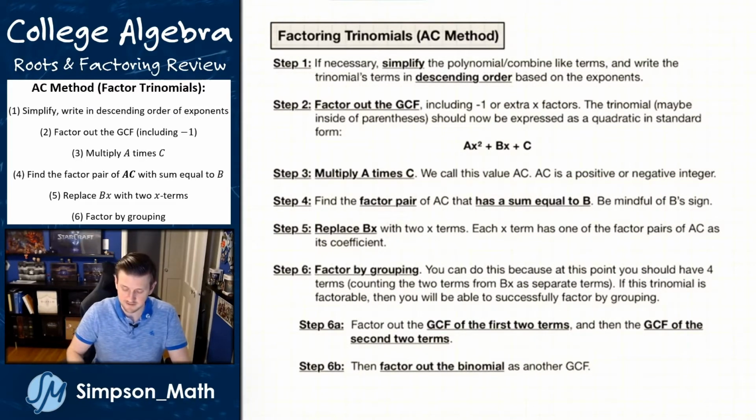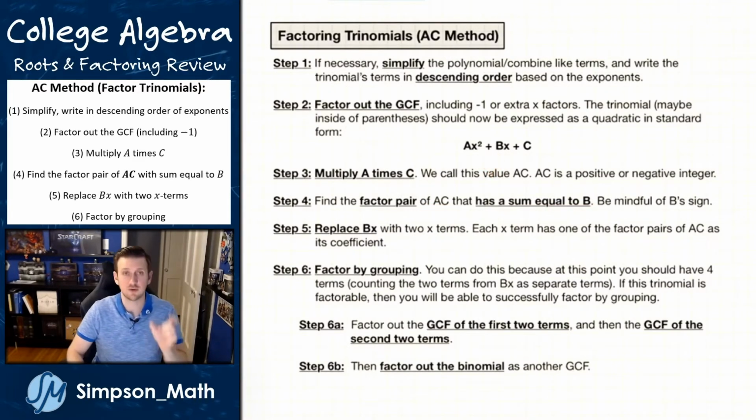Step 4. Find a factor pair. In the previous video we talked about factors and finding those factor pairs. That's why we covered that, because you're now going to write down your factor pairs. And you're going to find a factor pair of AC that has a sum equal to B. Be mindful of B's sign. B could be positive or negative.